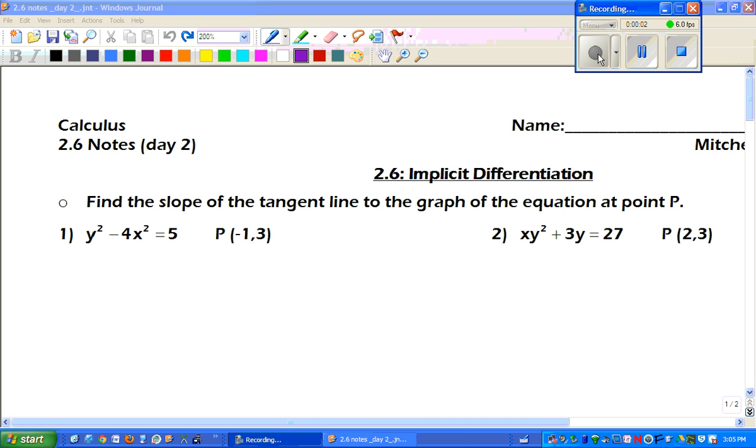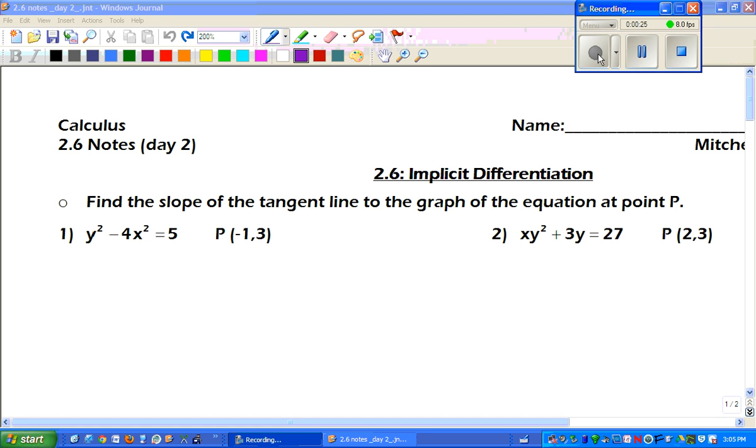Today we're going to continue on with 2.6, talking about implicit differentiation. Yesterday we learned how to take a derivative of an equation when we can't solve it explicitly for y, getting it to be y equals. And when we take the derivative of something with y in it, we have to basically use the chain rule and think of y as some type of expression of x.